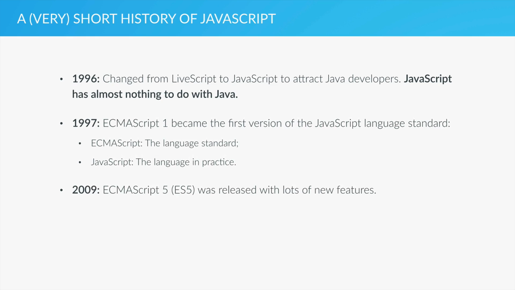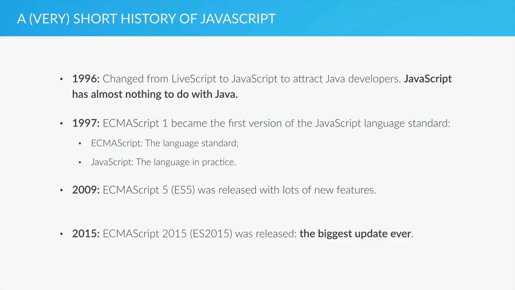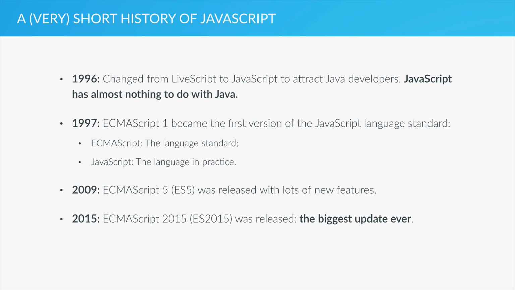Now, fast forward to 2009, ECMAScript 5, also called ES5, was released with a lot of new features. However, it took many years for browsers to implement all these changes, and it's only today that we can use ES5 without any restrictions. And then finally, the much awaited new version ECMAScript 6 was launched in June 2015, and it was the biggest update to the language ever, with a lot of new features. And this was, or actually still is, a really big deal for JavaScript and the whole community.